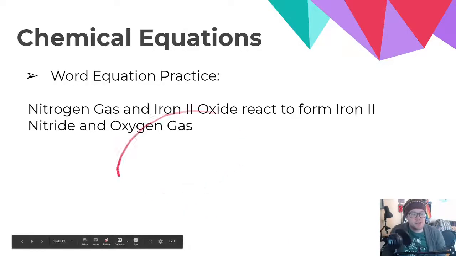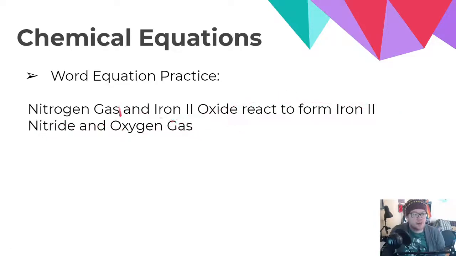Okay, so this is going to be a practice equation. Nitrogen gas and iron 2 oxide react to form iron 2 nitride and oxygen gas. You have to write the equation and balance it. So I'm going to go ahead and pause the video because I have that power on my home computer, and we're going to switch over to hand cam, and then we'll pick up there and do this example together.